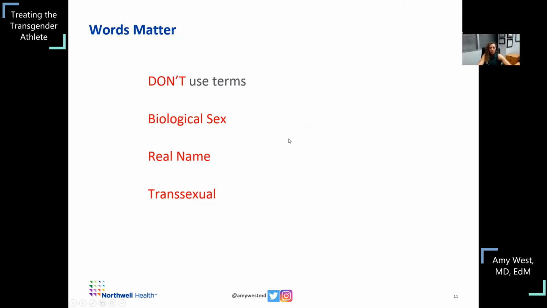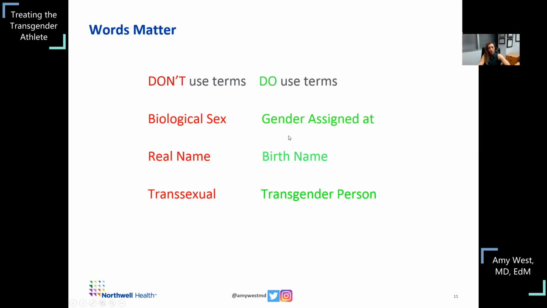But instead use these terms. Instead of biological sex, say someone's gender assigned at birth. Instead of saying someone's real name, use their birth name. Similarly, instead of calling someone a transsexual, call them a transgender person, because the word transgender is an adjective, not a noun. So just pay attention to things like that. Or more importantly, if you hear other people using these terms, gently say, well, this is the correct term, if you will.